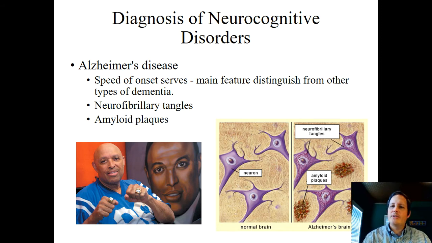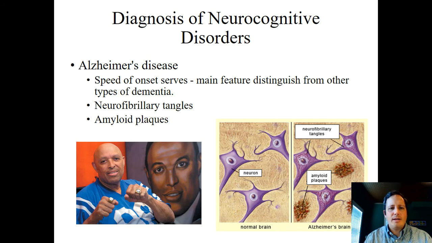Now, we know with Alzheimer's disease that the onset is gradual and cognitive deterioration is going to be progressive, meaning that it continually erodes in a slow and steady fashion. The speed of onset serves as a main distinguishing feature from other types of dementia. The only way, though, that we can really diagnose Alzheimer's is through an autopsy after the person has died, though they are getting better with some of their scans to know if somebody has Alzheimer's specifically. And then, of course, we have some of the patterns of symptoms over time.